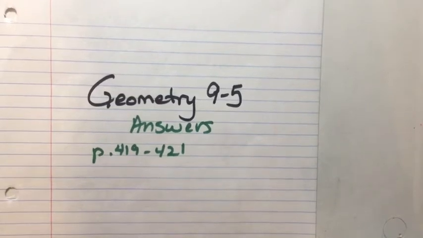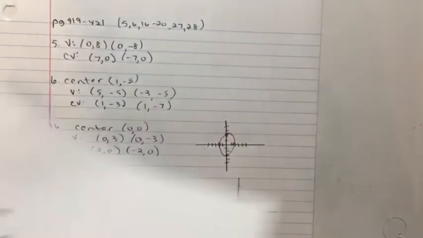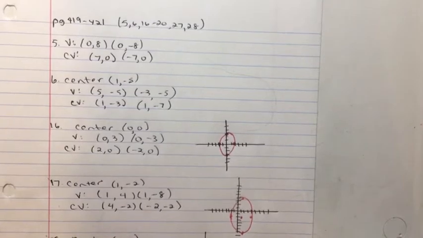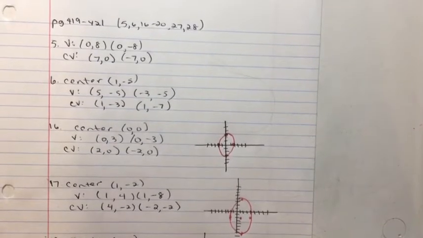All right, let's go ahead and check the answers to 9-5, the homework on page 419 to 421 dealing with ellipses. For number 5, the vertex 0, 8 and 0, -8. The co-vertices 7, 0 and -7, 0.